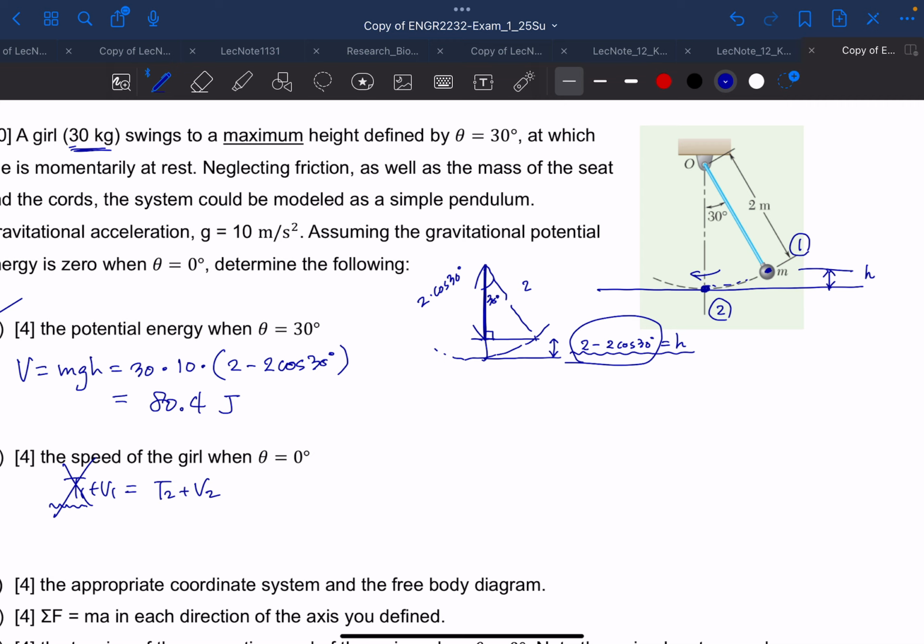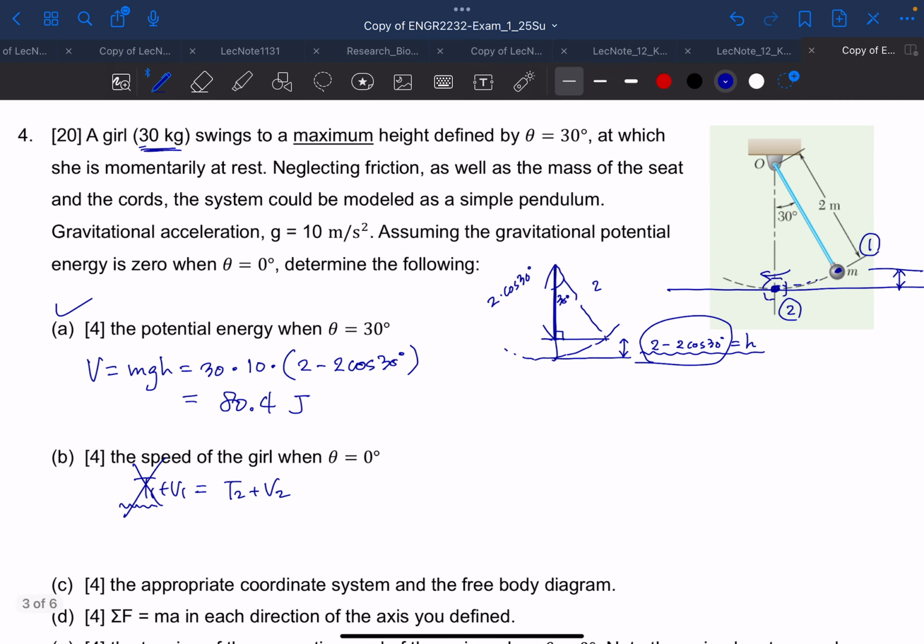So there's nothing there. And when you are down here, our potential energy is going to be 0, because we also assumed that potential energy is 0 when it's at 0 angle. So all we have to do is just solve this. So 80.4 is going to be 1/2 m v2 squared. If you do the math, V2 should be something like 2.3 meter per second.